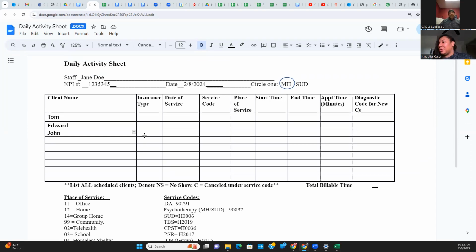Oh, and I did pull up the H2020 code for group. I just wanted to tell y'all the permitted places of service, if you go back to that sheet.